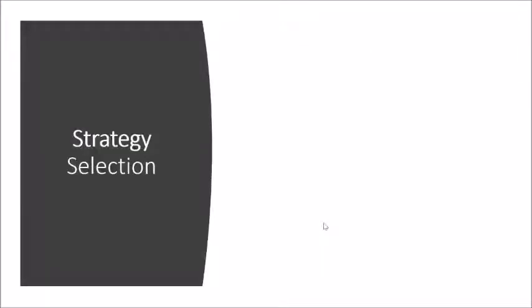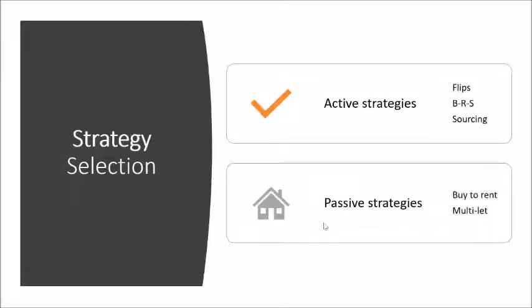Your strategy selection really, as just a quick summary for those of you who haven't gone through the previous webinar, is that your strategies are either active strategies or passive strategies. Active strategies are things like flipping, buy, renovate, and sell, and sourcing. Anywhere where you're doing a capital transaction where you're going to make a profit from one deal. So you'll make 50,000 Rand once off buying low and selling for profit. That's known as an active or a flipping strategy.